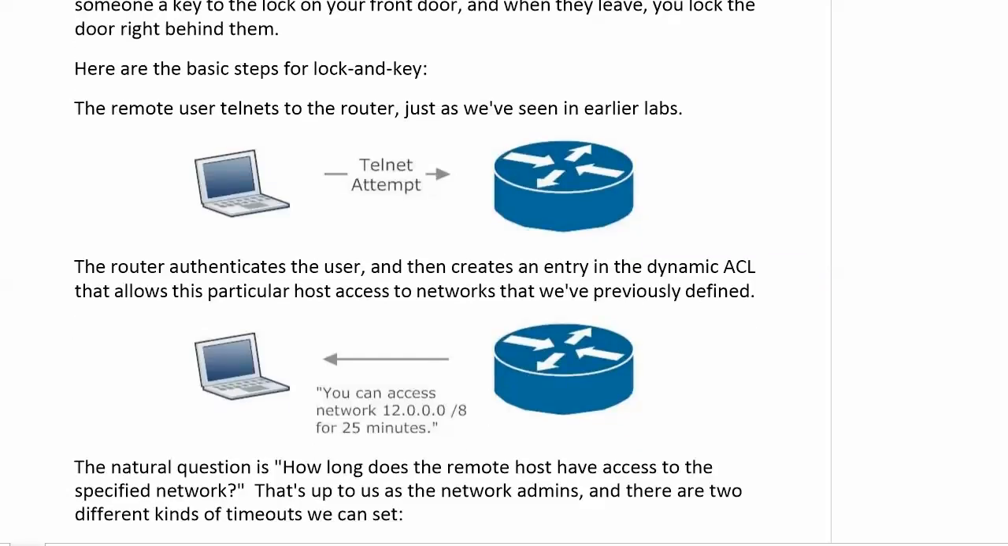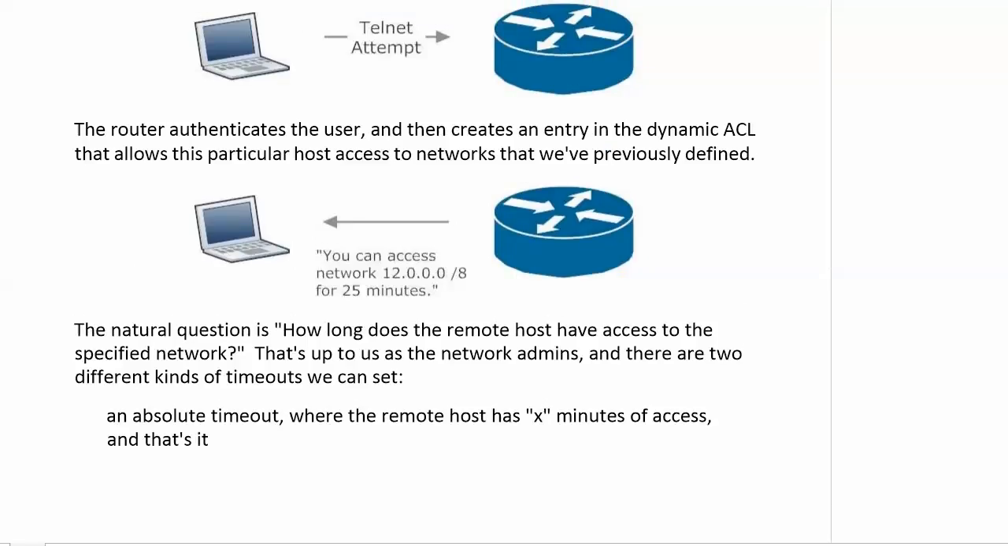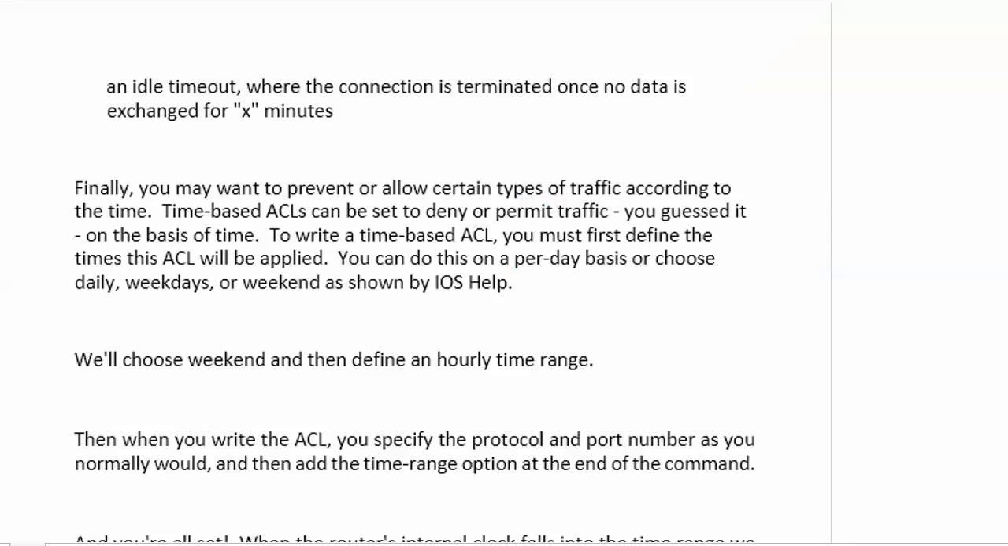Well, this is up to us as the network admins, and there are two different kinds of timeouts we can set. One of them is the absolute timeout, where the remote host has X minutes of access, and that's it. That's like no matter if our house guest is in the middle of a story or in the middle of making a long-distance phone call, whatever, they're going out the door in 25 minutes or however many minutes we set it to, and that is it.